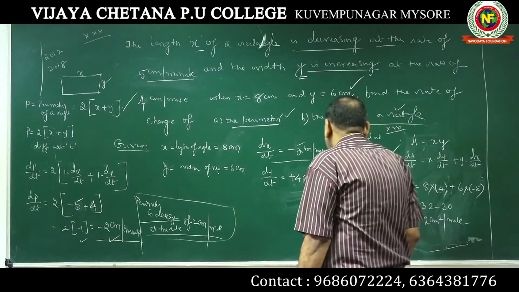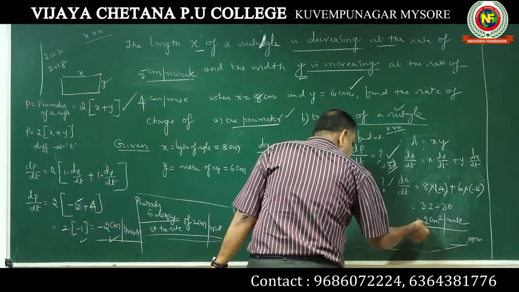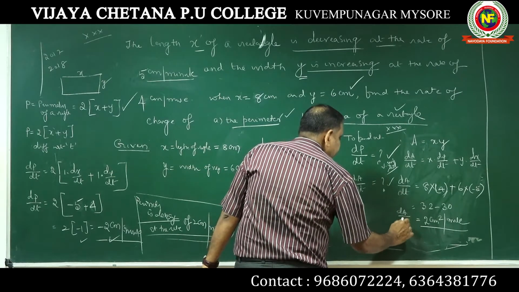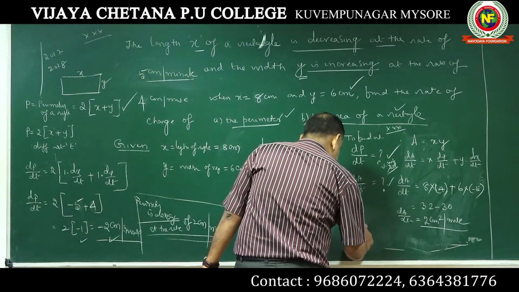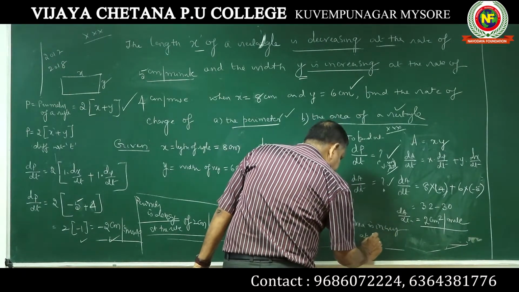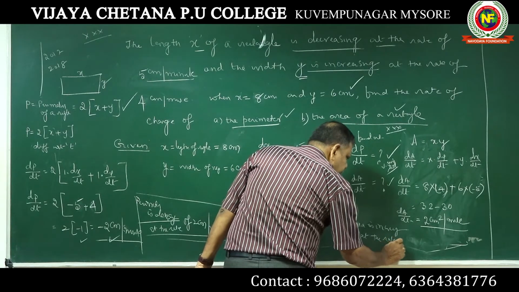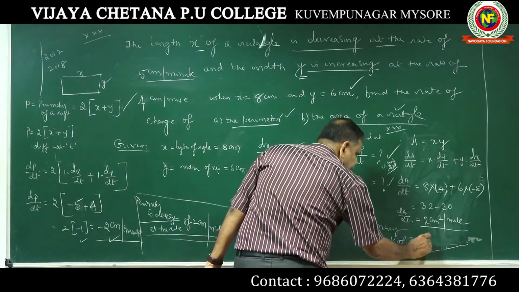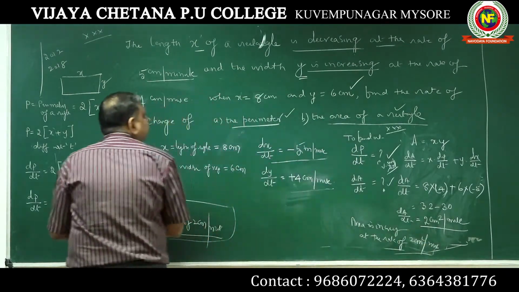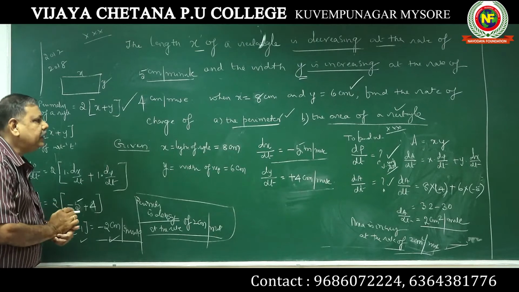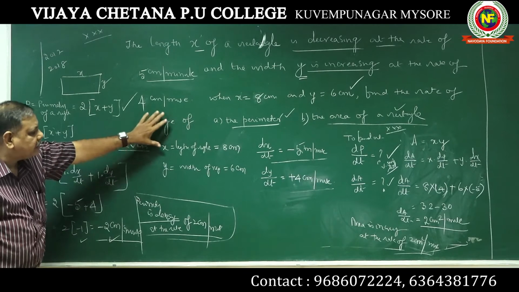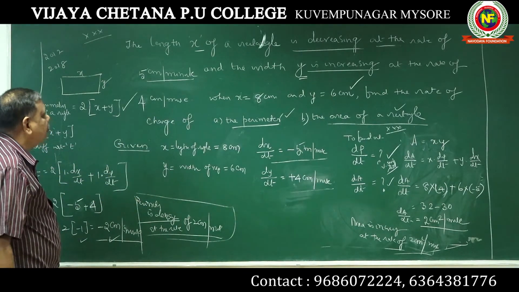Here also same thing, 2 centimeters square per minute. Same problem, this is your dA by dt. Write down: area is increasing at the rate of 2 centimeters square per minute. That's all. Same as the previous problem, though the figures change, again 2 centimeters square per minute.